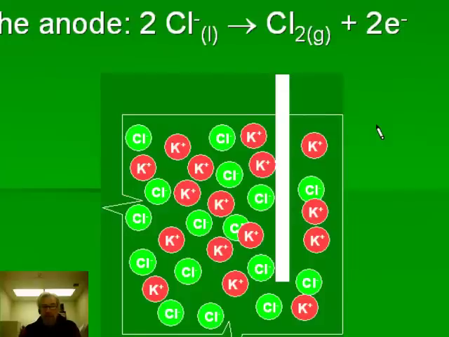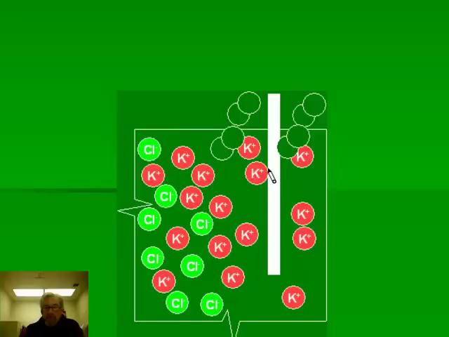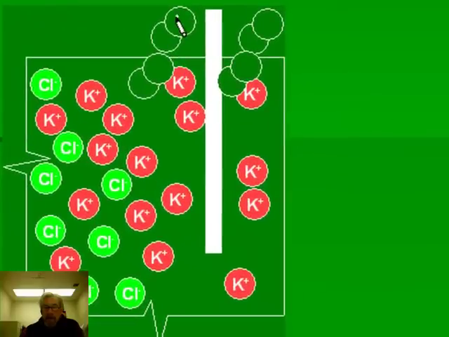Let's take a look at this visually. Here is our anode right here, at which oxidation is going to take place. So what we're going to see is Cl minuses being oxidized to chlorine gas. So what's happened after some time elapses is that we now have a bunch of Cl2s here. All of these things are representing Cl2s. But the Cl minuses that got oxidized aren't there anymore.